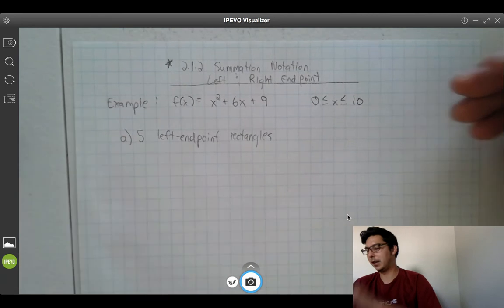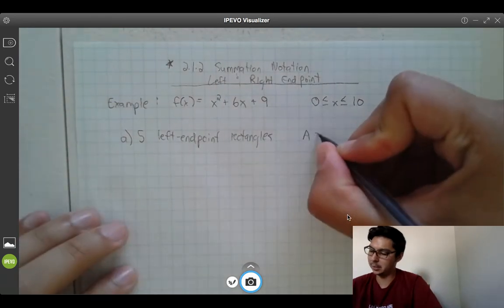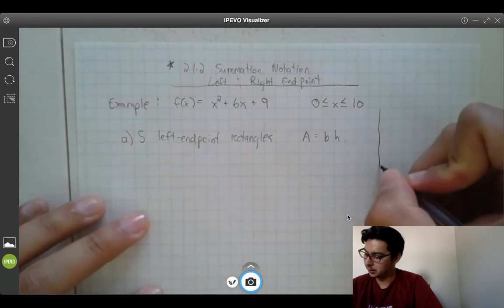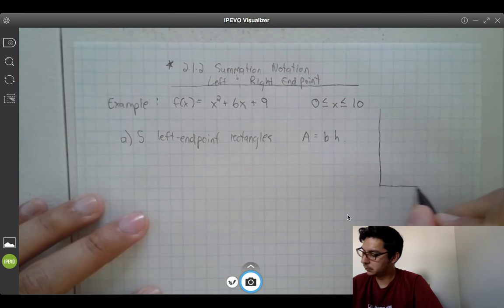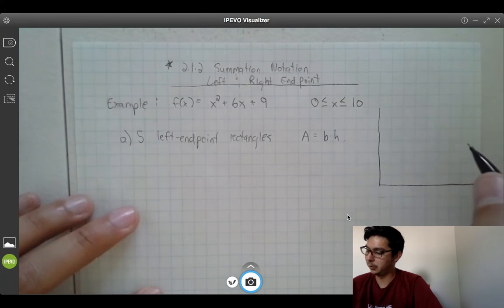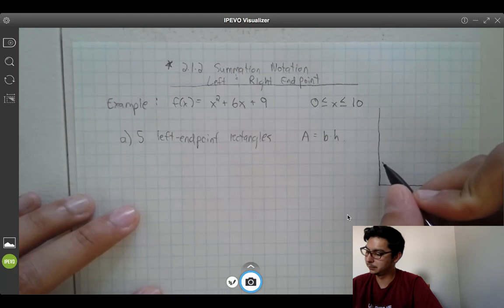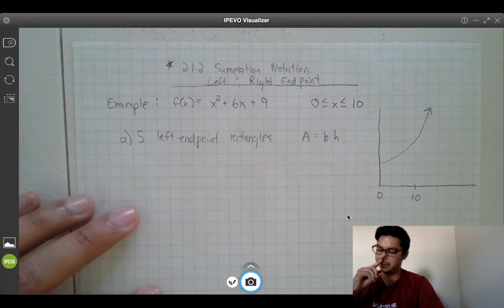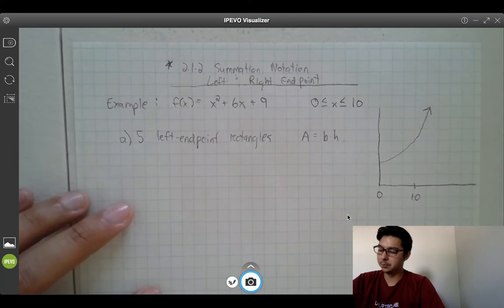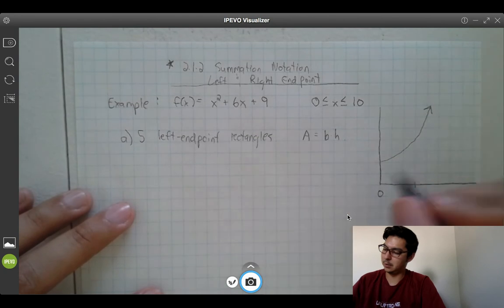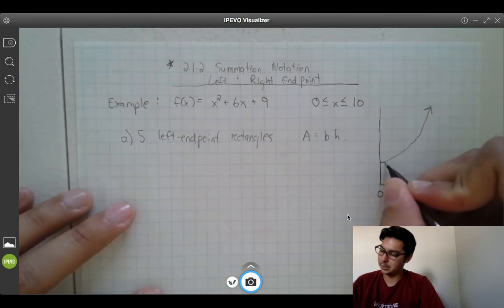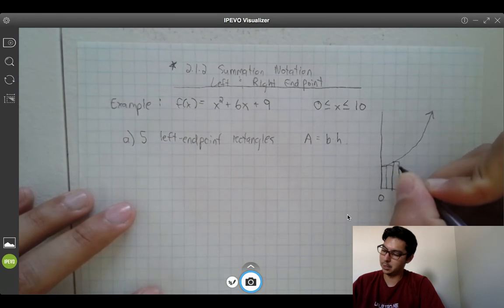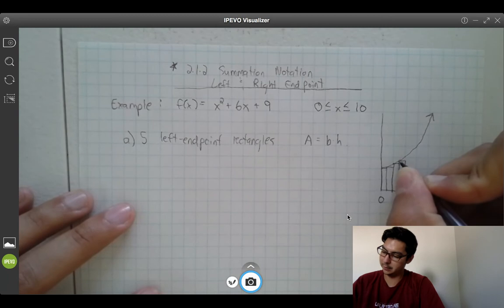If we want to do 5 left endpoint rectangles, remember that a rectangle has an area of just base times height. And if I make a visual of this to help you see, I believe the graph would look something like this, and 0 to 10 is a sketch. Now, if we're doing left endpoint, your first one's at 0, and then we go along using the left point of the rectangle up to the curve and over. All right, so that's left endpoint.